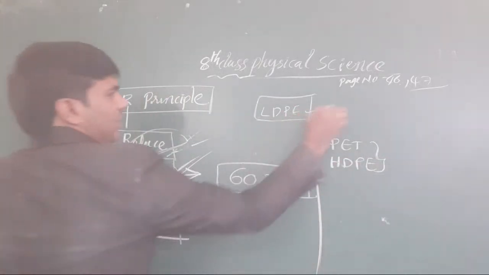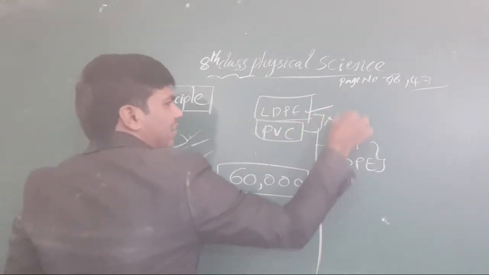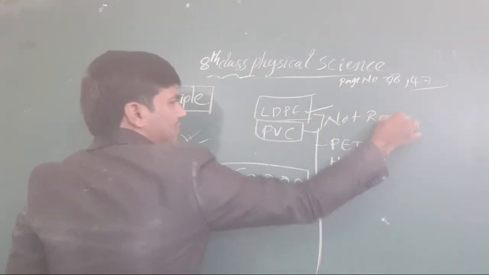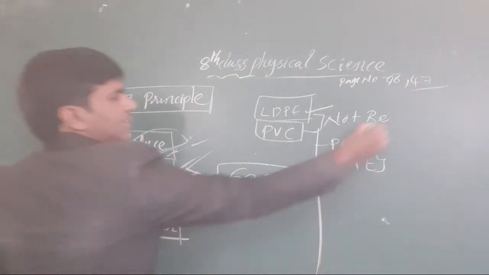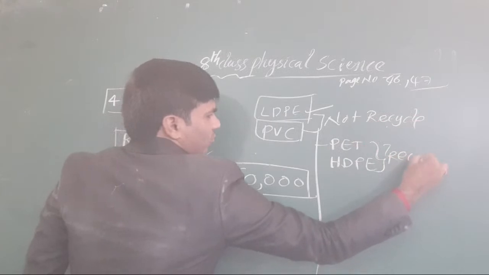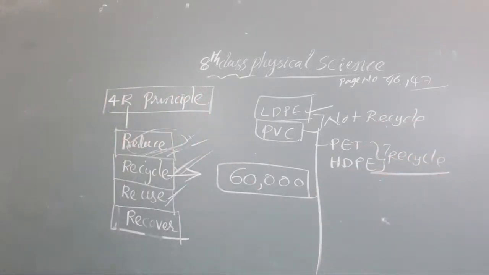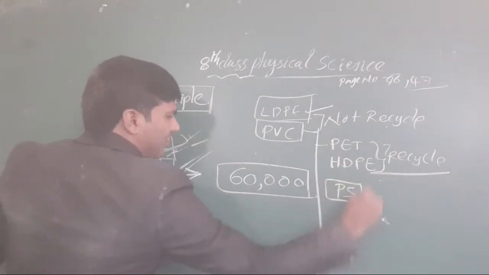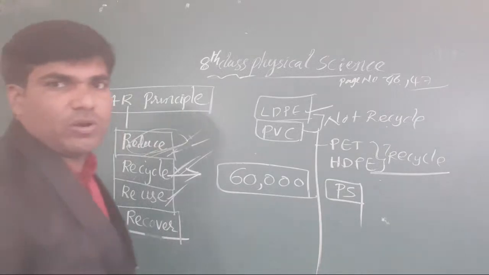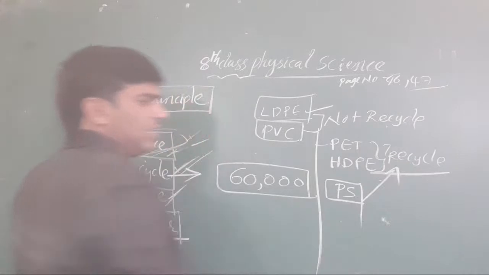Actually, when we take LDPE and PVC, these are not under recycling. These things are not recycled. Okay, these are in the recycling zone. And as well as whatever PS is used, that is code number 6. It is also a recycled thing only. Okay, clear or not, all of you? It is also recycled only.